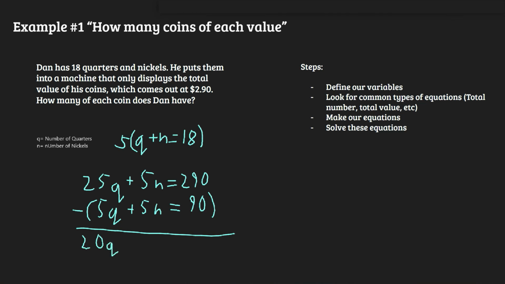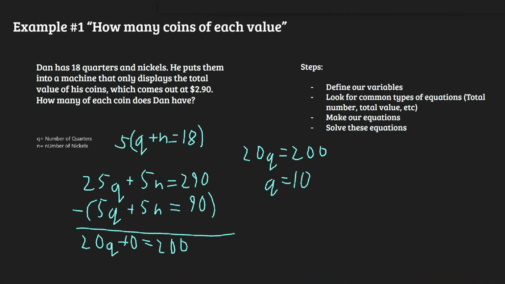And then 5n minus 5n is just equal to 0, so 20q plus 0. And then 290 minus 90 is just equal to 200. So then I have 20q is equal to 200. I'll divide both sides by 20, and I'll get q is equal to 10.